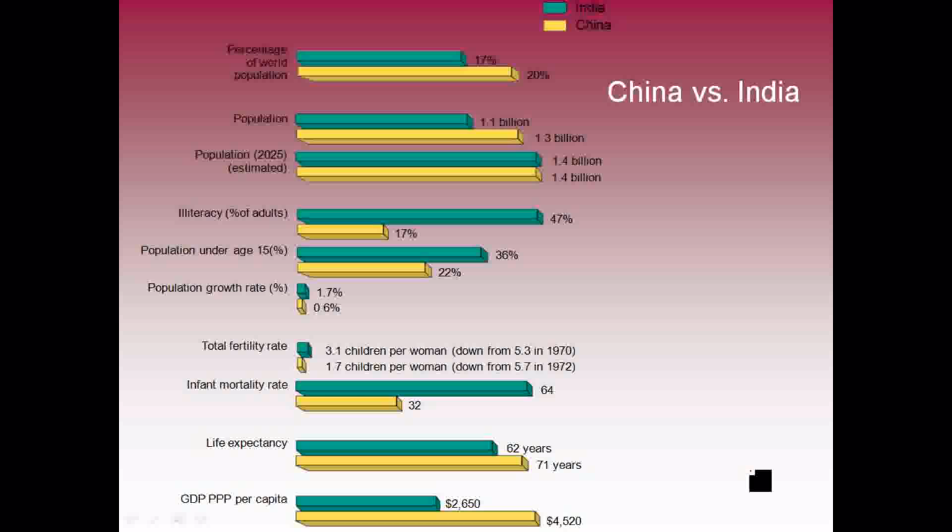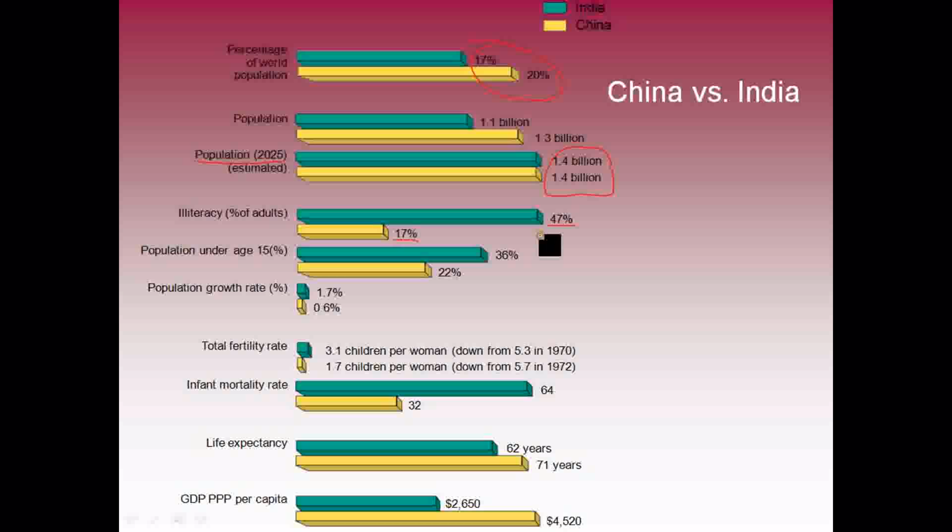I just wanted to show you some statistics about China versus India so that you could see who's going to be doing what to whom eventually down the road. The green is India and the yellow is China. But like I said, India is estimated to catch up to China by 2025. This is percent of the world's population. You can see here the actual numbers. And then illiteracy. Look at how much more illiterate India is than China. That's got to change.